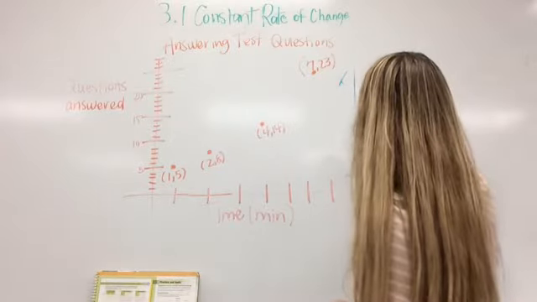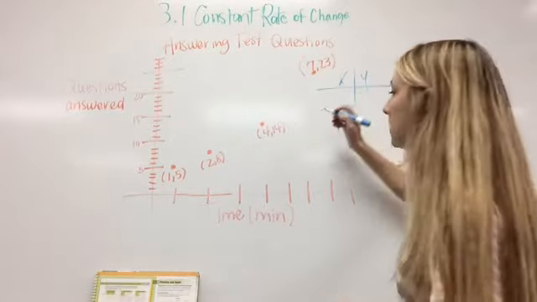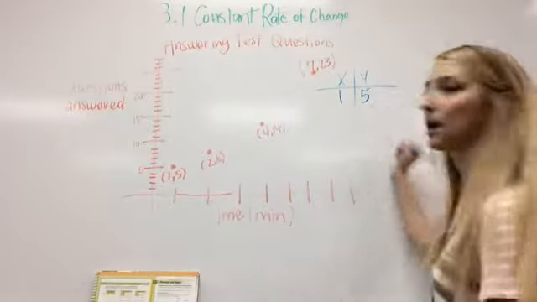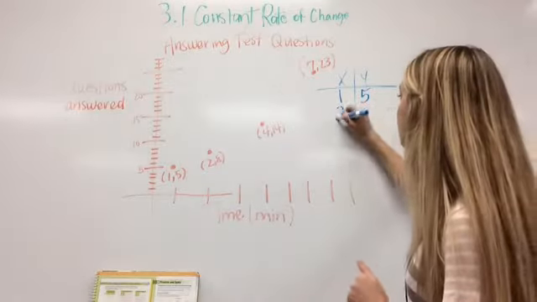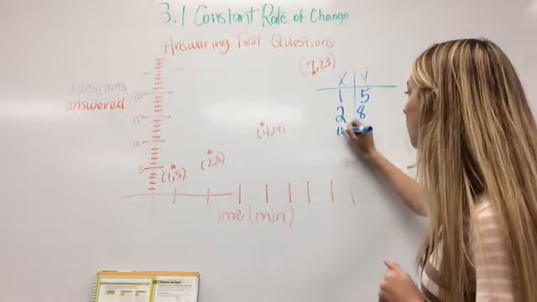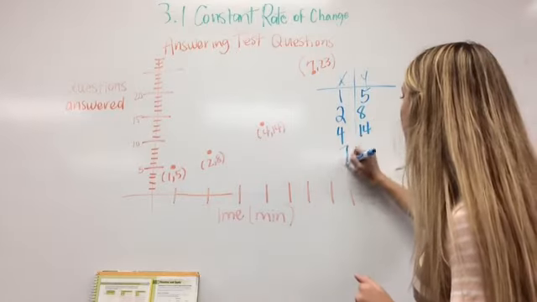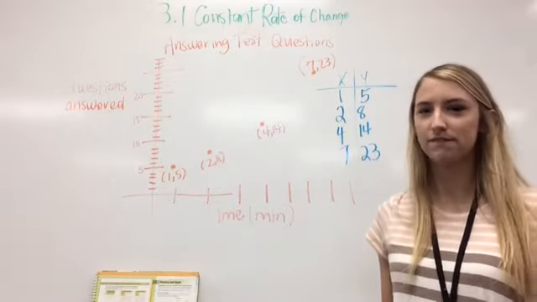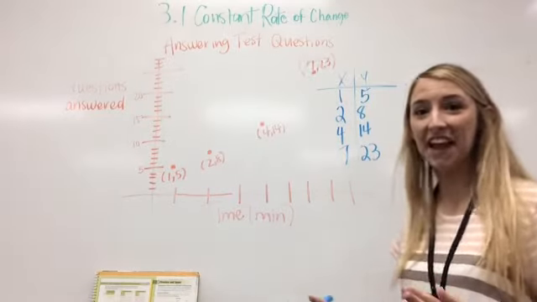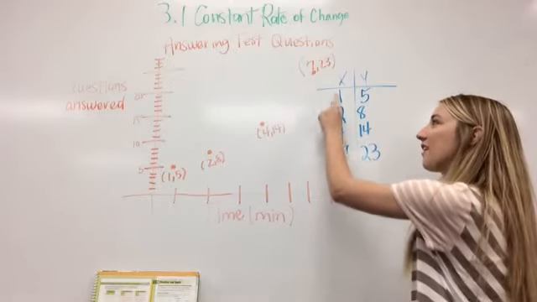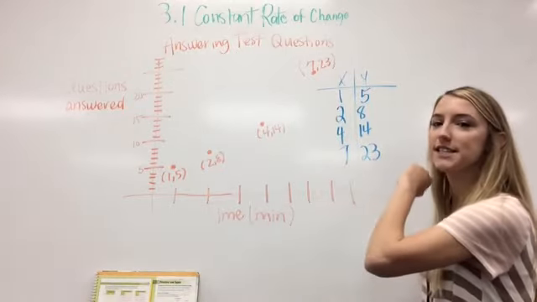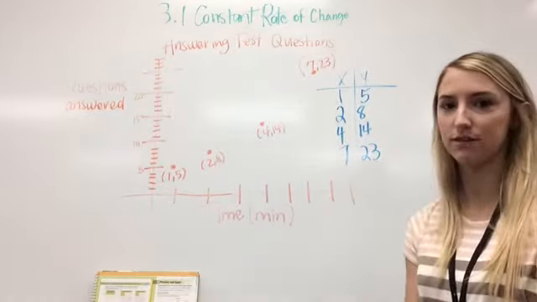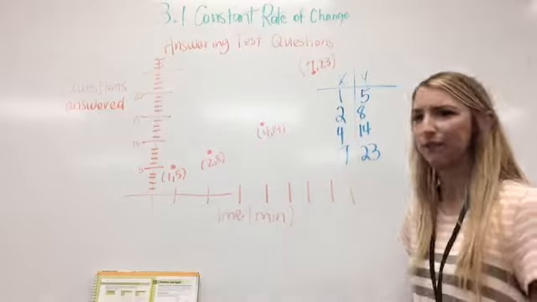So x and y. So I have my point 1, 5. So 1 is going to go in my x. 5 is going to go in my y. Okay, next point, 2, 8, 4, 14, 7, 23. What's different about this table? You nailed it. The x's are not in exact order. The other example that we looked at, the x's were 1, 2, 3, 4, and they had their own constant rate of change. So let's see what we're going to get here.